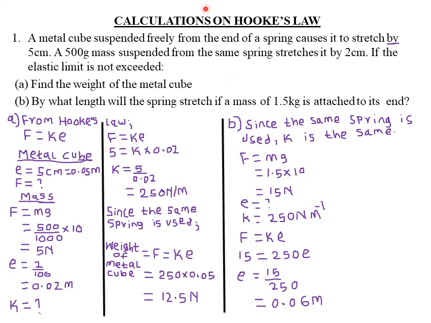So today we are looking at various calculations involving Hooke's Law. And our first example reads that a metal cube suspended freely from the end of a spring causes it to stretch by 5 centimeters. A 500-gram mass suspended from the same spring stretches it by 2 centimeters. If the elastic limit is not exceeded, find the weight of the metal cube.